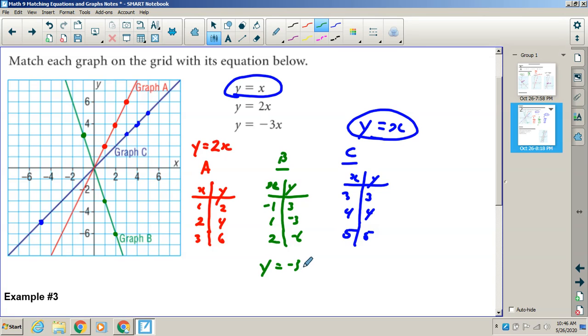Y equals -3x. So if I take -3 times x, so -3 times -1 is +3. -3 times +1 is -3, and -3 times 2 is -6. So this equation, Y equals -3x, matches up with graph B. So again, same process, table of values, make sure the ordered pairs from each fit into the equation every single time. And that's matching equations and graphs.